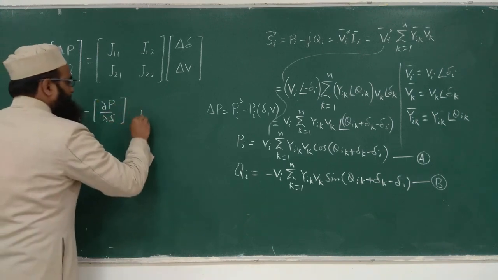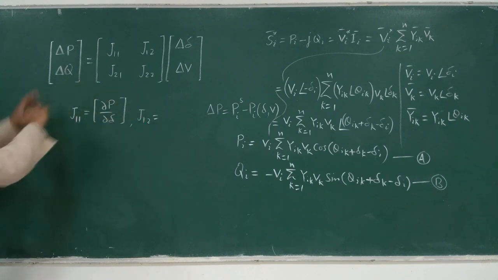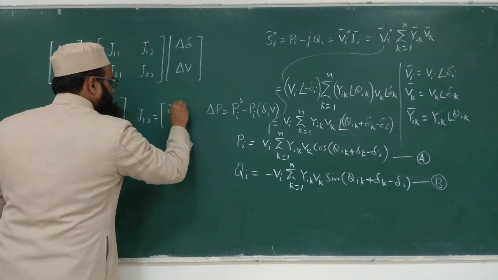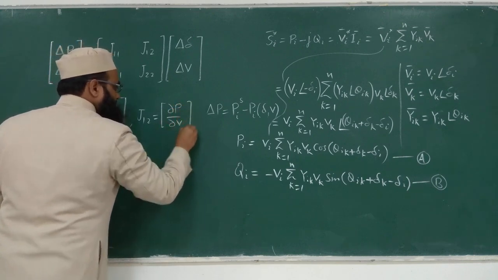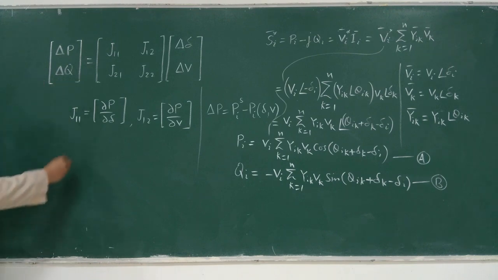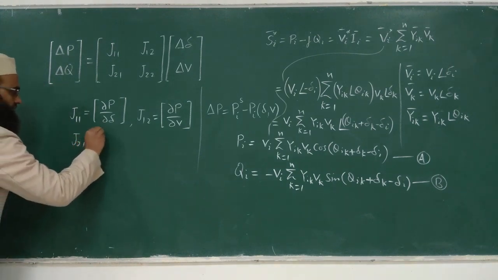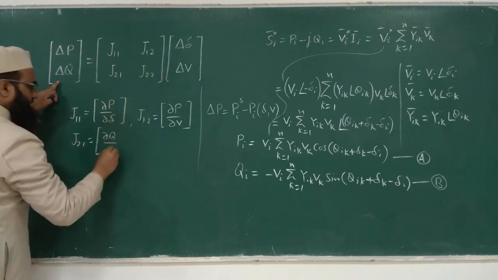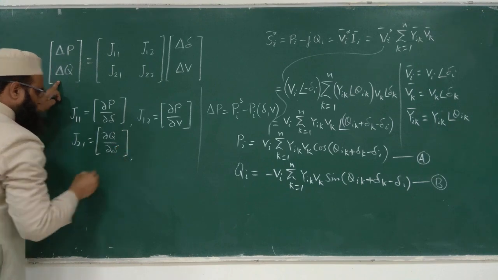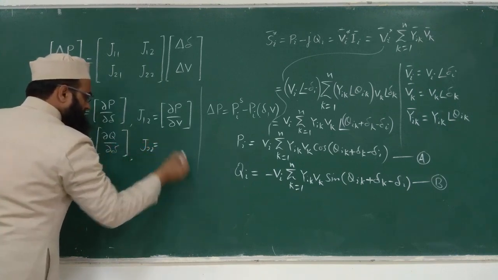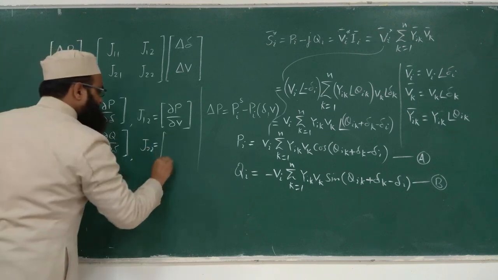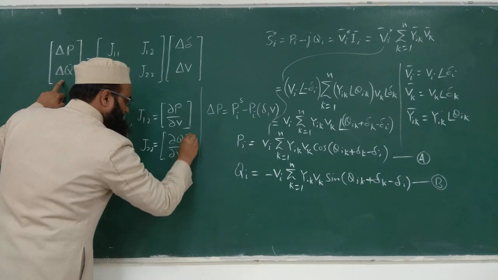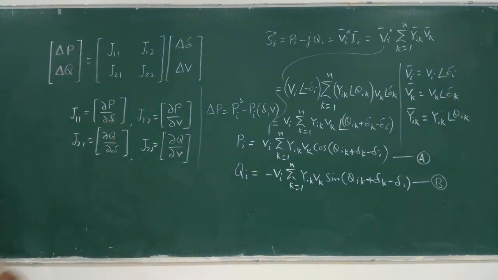So similarly, what about J12? First one from the left, second one from the right. So write this matrix, del P upon del V. Clear? Similarly, J21, second one from the left, that is del Q. First one from the right, that is del delta. And what about J22? J22 is second from left, second from right, del Q upon del V. This we have already discussed during Newton-Raphson method of load flow.